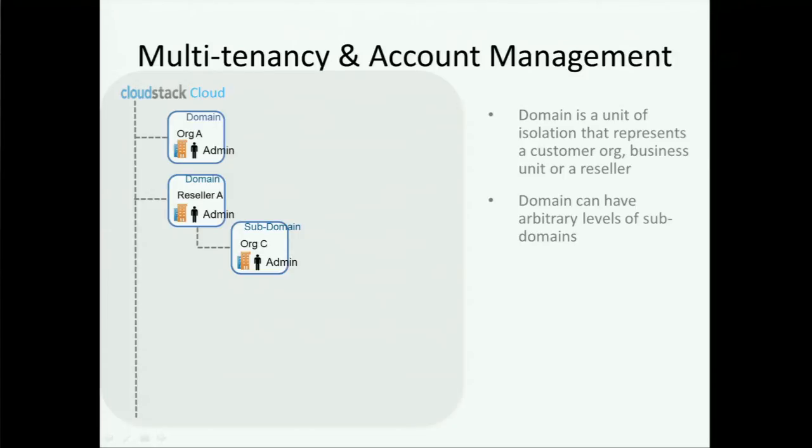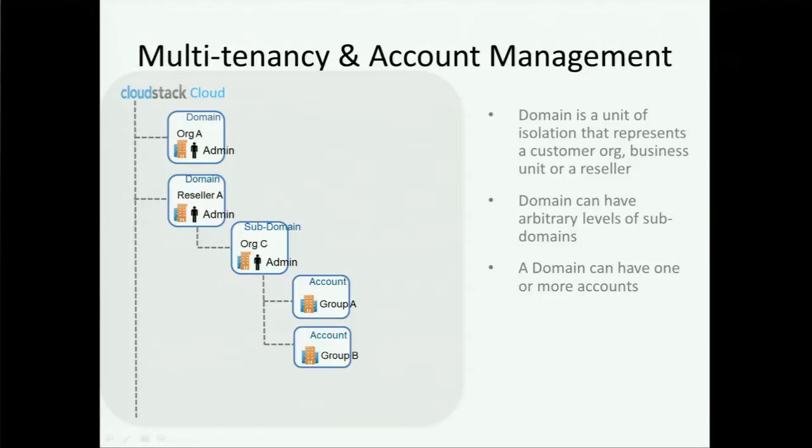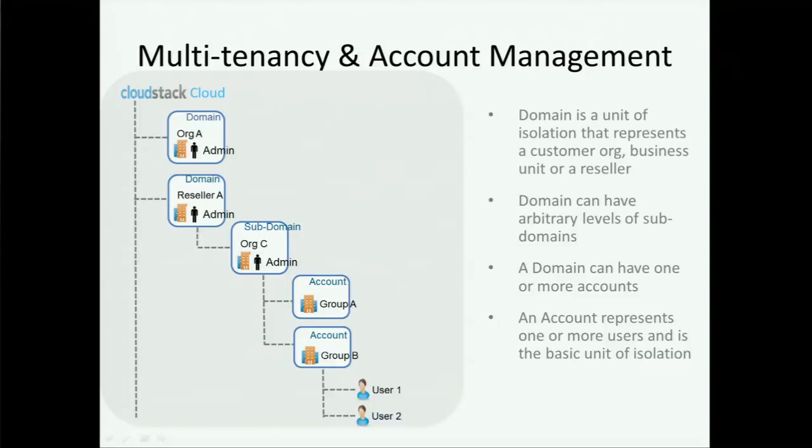And then, not terribly interesting to a lot of people, but you can also have unlimited subdomains. And then your accounts belong to one of these domains or subdomains. And then each account can provision multiple users. So as an account, you can create 50 VMs, have 10 users, and all your 10 users would have access to those 50 VMs.